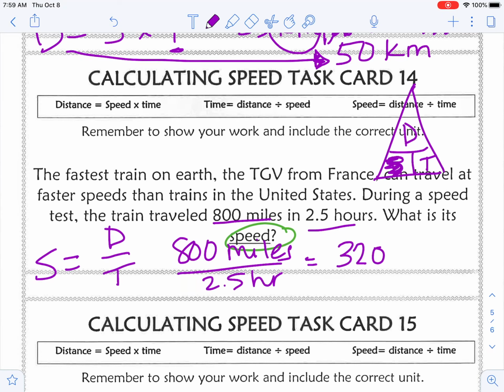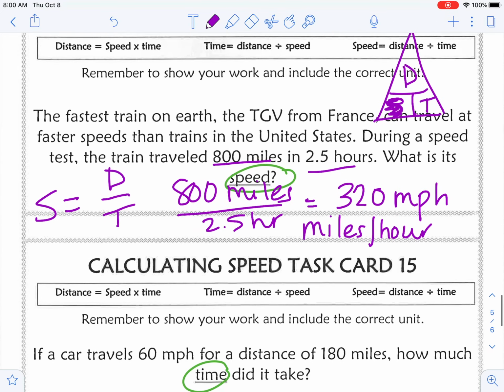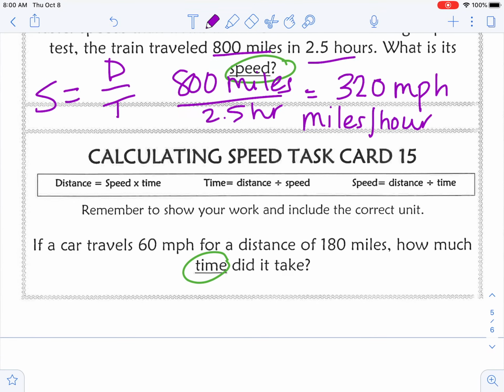I'm ready for my units. Miles per hour. I cannot cross anything off. So miles per hour, which you can also write miles per hour like that. Alrighty. Okay, last one, guys.